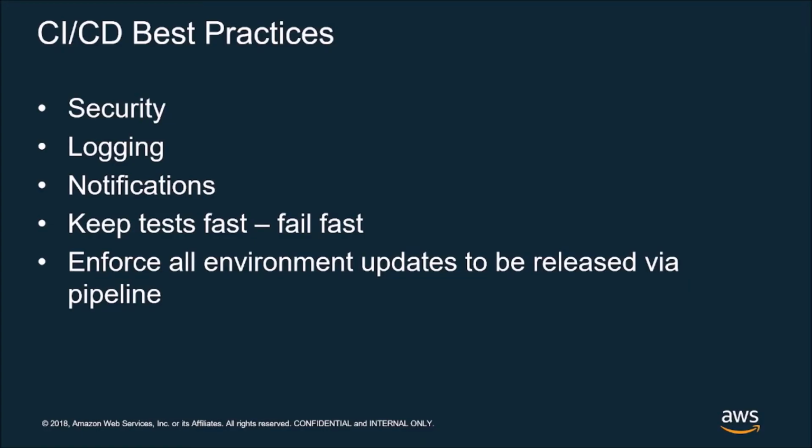The idea of failing fast is an integral part of building a pipeline. So we have a lot of tests like unit tests, integration tests, QA tests, and those are integrated all along the pipeline. The idea here is that as soon as something fails, you should stop or you should fail the pipeline. You should not push the buggy code towards the production environment. And finally, all the environment updates should be released via the pipeline. There should be no human interactions along the way.